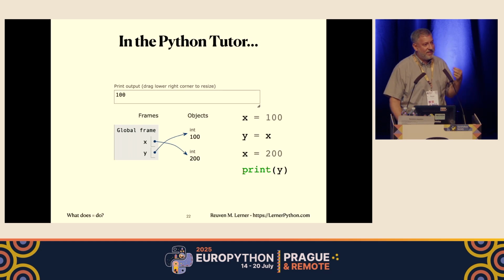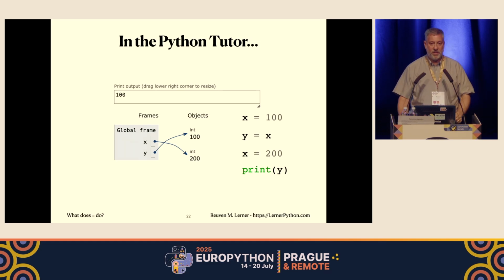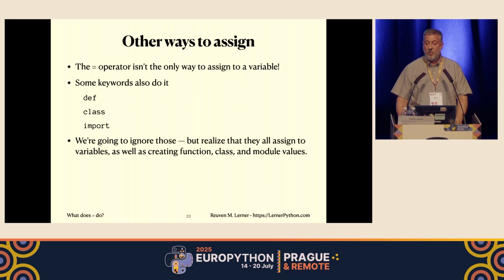Now the equal sign, the assignment operator, is not the only way to assign variables. We can also assign variables with some pretty common keywords. def assigns a function object to a variable. class assigns a class object to a variable, and import assigns a module object to a variable. We have a single namespace in Python for all of these things, for data and for functions and for classes, and so these all assign. We're not going to go into these, but you should just know that these are also doing assignment.